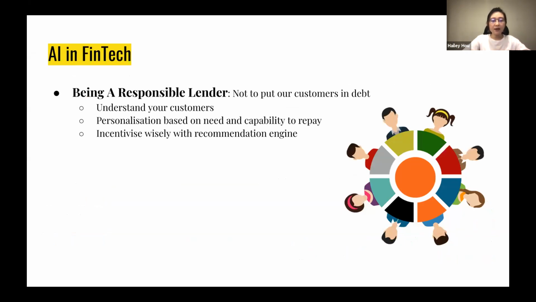Next, the second impact that AI has in fintech is being a responsible lender. What does it mean? It is important to provide access to credit to people, and it's also important to be mindful not to put them in debt, to loan them beyond what they can repay. So we need to understand our customers. We need to personalize based on the need and capability of repayment when we design the loan for them. AI is helping us to really understand them, segment them, and draw information based on people similar to them, to make a better and wiser responsible decision. And we need to incentivize wisely with a reinforced recommendation engine.